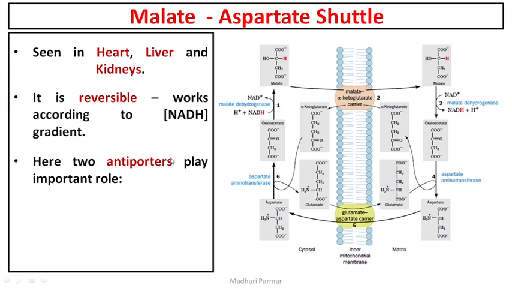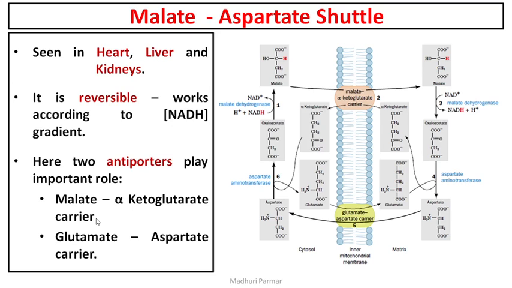Basically, they will transport one molecule, let us say A, from outside to inside, and at the same time transport another molecule, let us say B, from inside to outside. So ek haath se le, ek haath se de are called antiporters. These antiporters, there are two types which play an important role. The first one is the malate alpha-ketoglutarate carrier, and the second one is called the glutamate aspartate carrier. Now, do not get worried from the name itself. Let us just see the pathway.